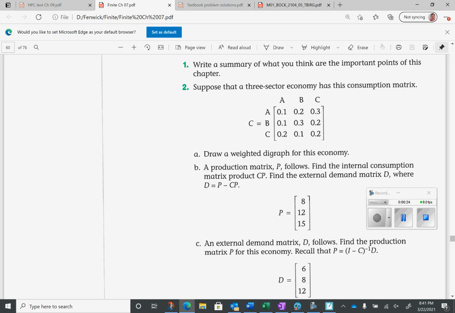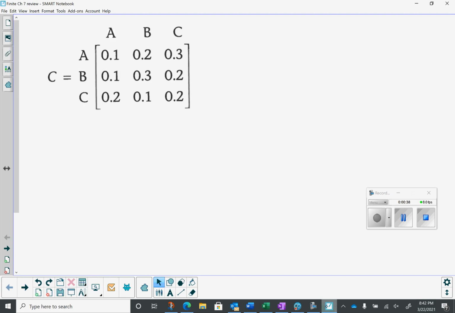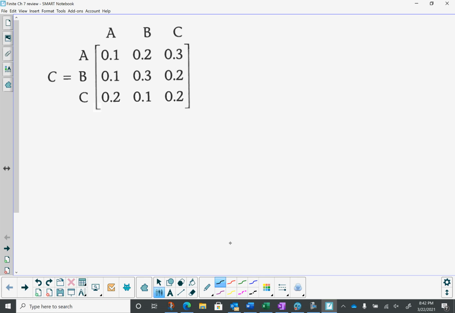Number two, then, suppose that a three-sector economy has this particular consumption matrix. They had asked you to draw a weighted diagram for this economy. Well, since we have three sectors, go ahead with A, B, and C.